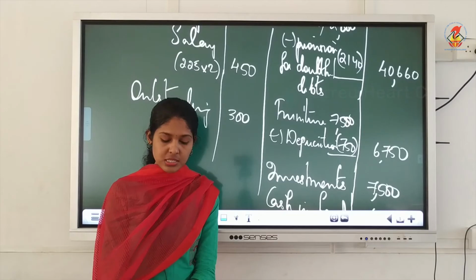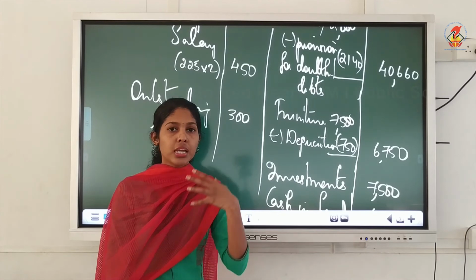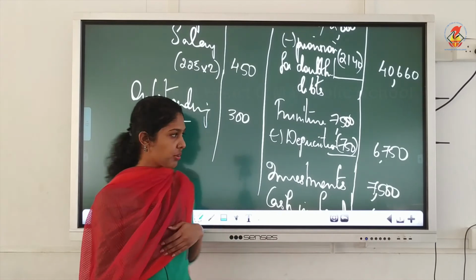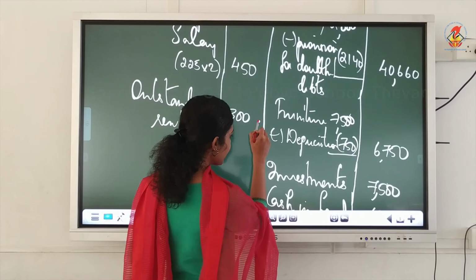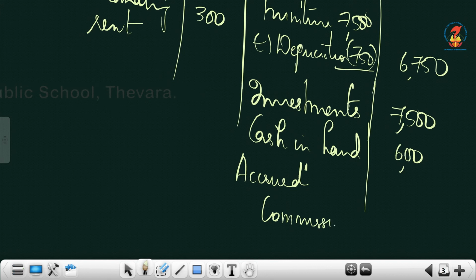Then the last sentence, commission earned but not received by him. That means it is accrued commission or commission receivable, and receivable items are assets of the firm. So you write it on your asset side, accrued commission. I hope you remember accrued commission. Commission earned but not received, that is receivable amount, and it is an asset. Accrued commission, the amount is 3600.